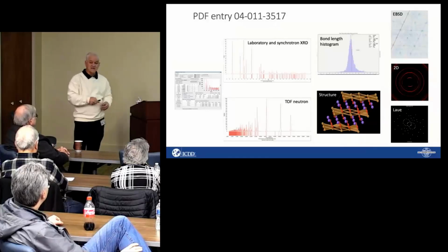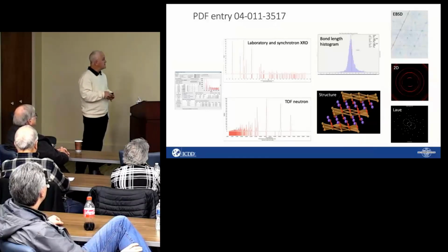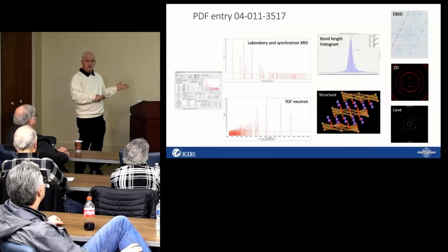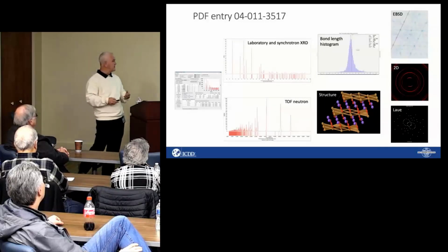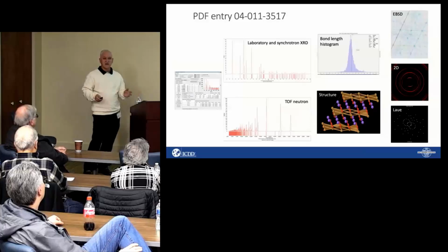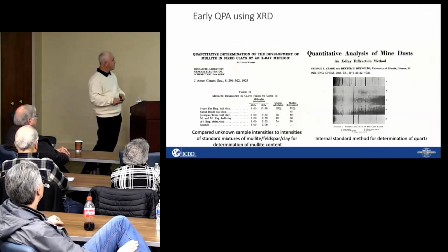You can simulate the time of flight neutron pattern, bond length distribution, structure itself, but you can now also look at electron diffraction capabilities, such as backscatter. You can look at 2D ring patterns, Laue patterns, selected area electron diffraction patterns. So it expands significantly the capabilities of not only phase ID, but materials characterization.